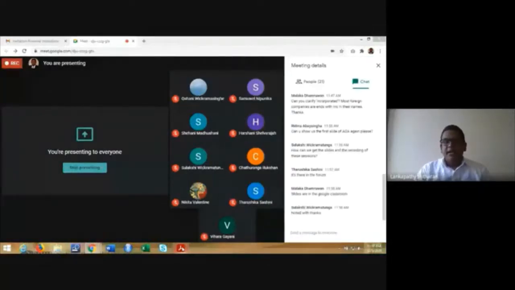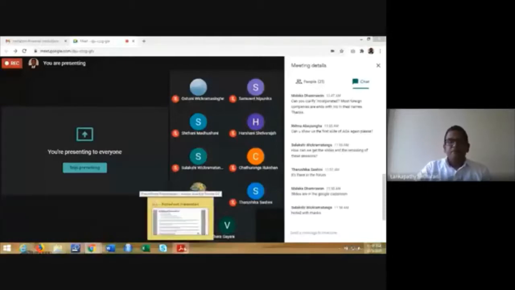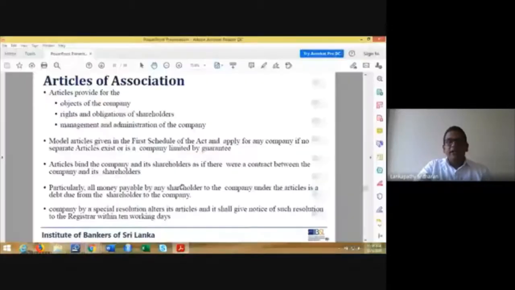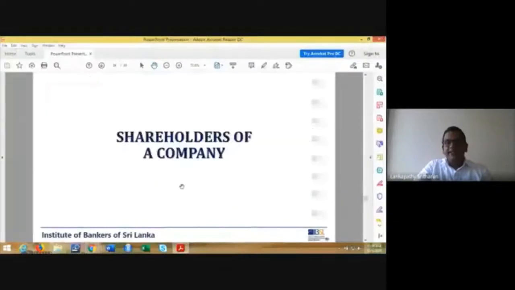Okay. Then we will move to the next, final section of today's class: the shareholders of the company. I have mentioned to you all that the shareholders of the company are one of the important parts. The shareholders have rights and some obligations also. Those things we will look into in this section.